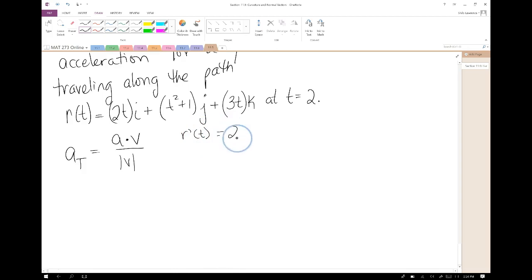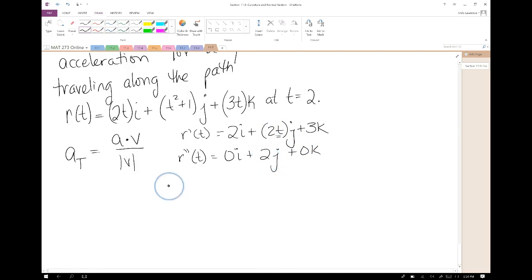So r prime of t is 2i plus 2tj plus 3k. Our r double prime, which is our acceleration, is 0i plus 2j plus 0k. Since we do have a variable left in here, if you want to, you can go ahead and plug in your time, or you can plug it in afterwards. It's completely up to you.